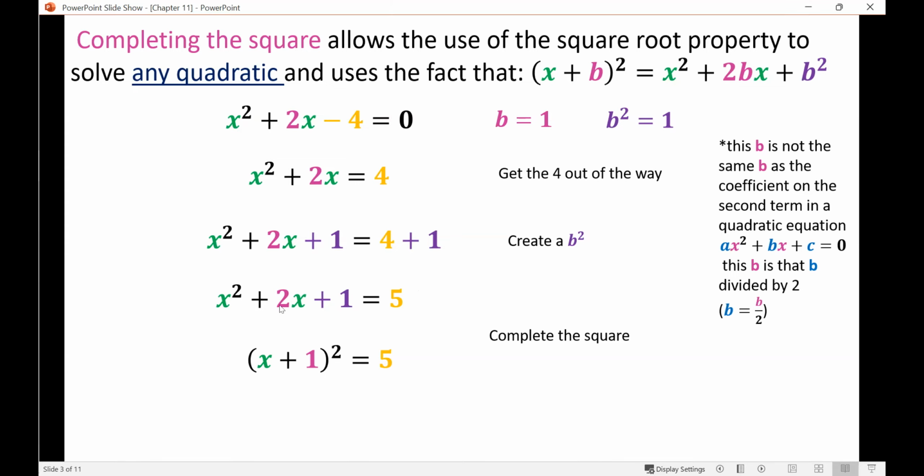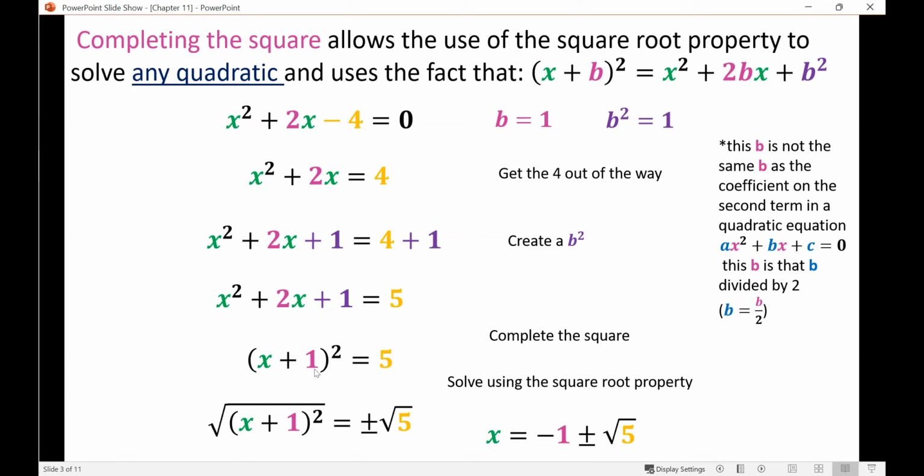So you see that when you factor these 3 terms, they factor as x plus 1 times x plus 1, which means x plus 1 squared. Right? Now we've got x plus 1 squared is equal to 5. And now we have done what is called completing the square, and we can use that square root property to solve this quadratic. All right, so we'll take the square root of both sides, we subtract 1 from both sides, and you see that x equals -1 plus or minus the square root of 5. Okay.